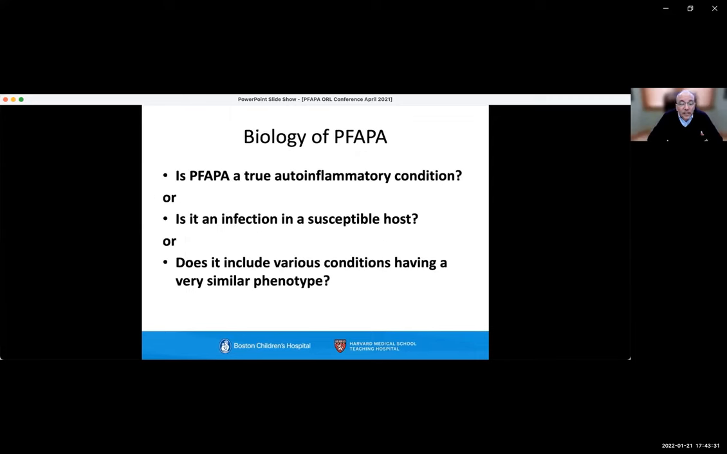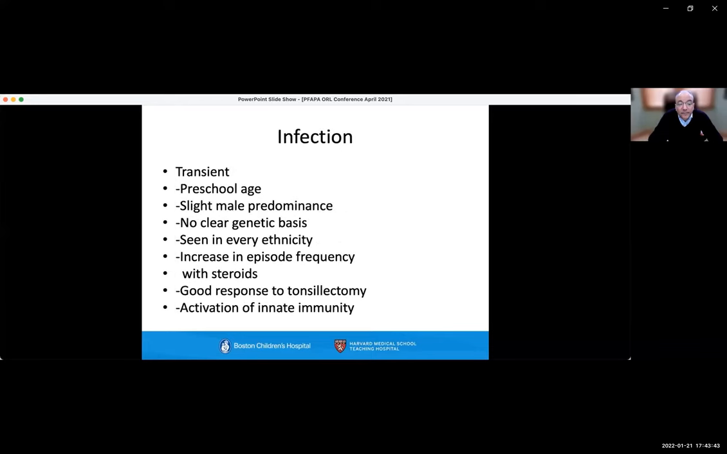So the question is, is PFAPA a true autoinflammatory condition, or is it an infection in a susceptible host, or does it include various conditions having a very similar phenotype? If we consider it to be infection, things that weigh in that direction are that the fevers are transient, typically occur in the preschool age, and there's a slight male predominance.